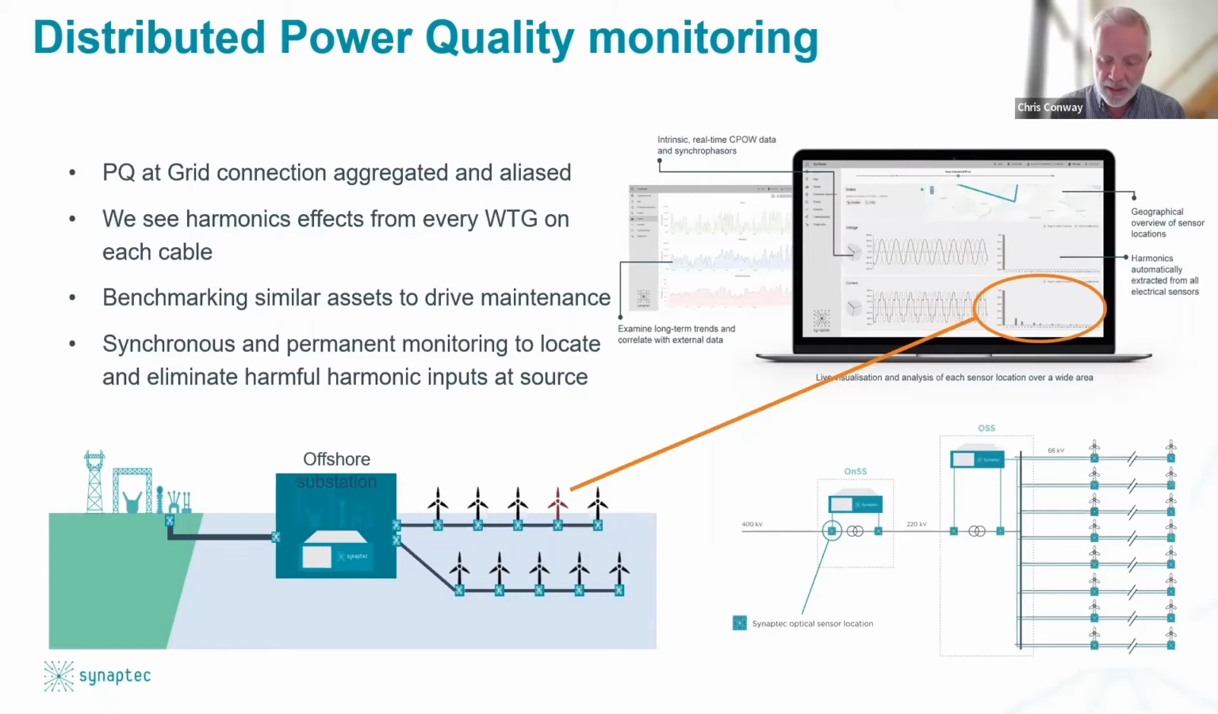The idea is to record and track changes in harmonic signatures from turbines across the field, and identify outliers within that. So that enables a synchronous and permanent monitoring solution to be deployed to provide deeper insights, identifying the problem at source in terms of harmonic content.